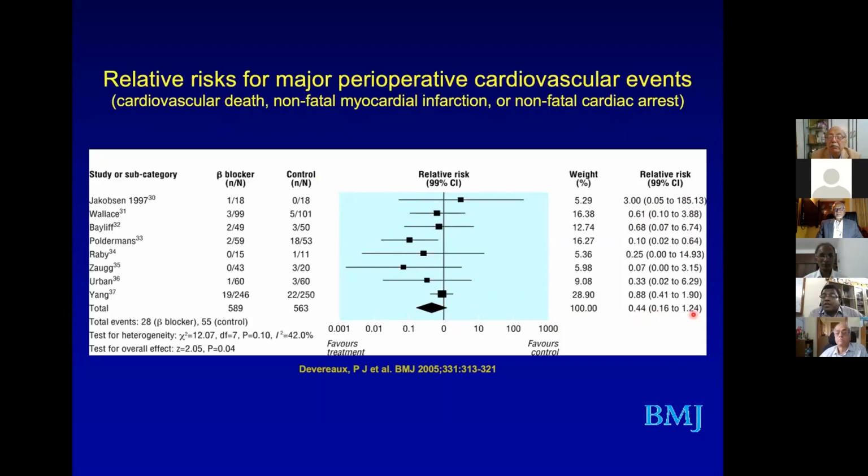As you see, this crosses 1, and this diamond crosses, I'm sorry, crosses 0 here, and crosses this line of no effect, right? So this is how we read and interpret a forest plot.